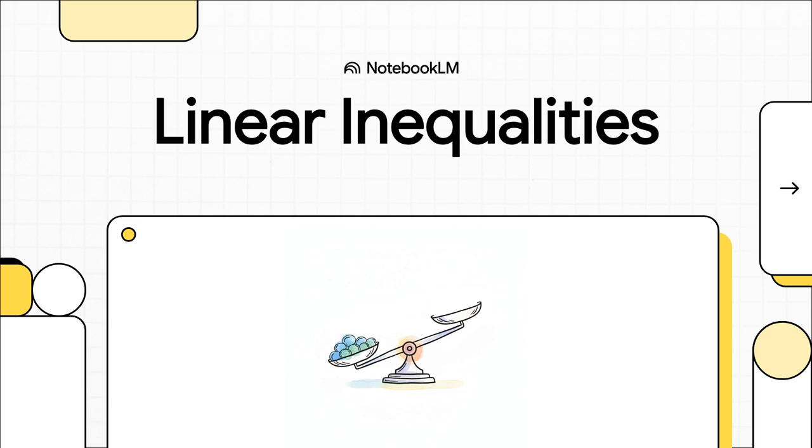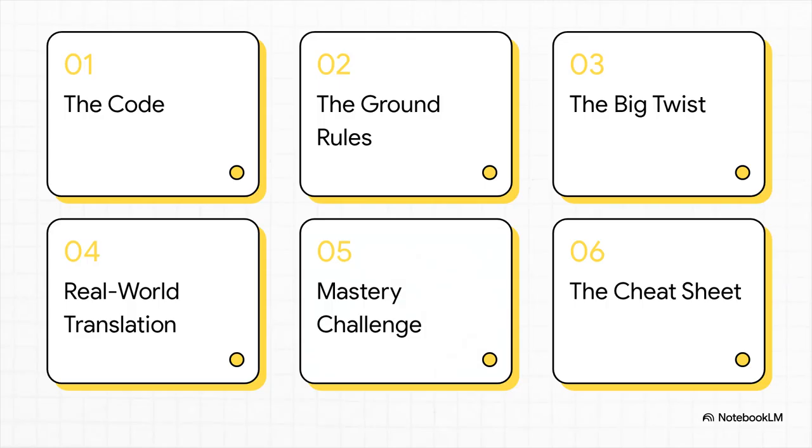Because, let's be real, things in life are rarely perfectly equal. Most of the time, we're dealing with budgets, speed limits, minimum requirements, maximum capacities. That is exactly where inequalities come in, and by the end of this explainer, you're going to be completely fluent in this language. Here's a quick look at our roadmap for today. We'll be hitting 1, the code, 2, the ground rules, 3, the big twist, 4, real-world translation, 5, mastery challenge, and finally, 6, the cheat sheet.